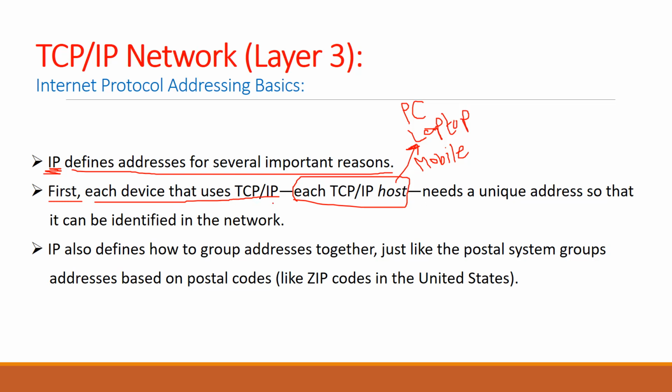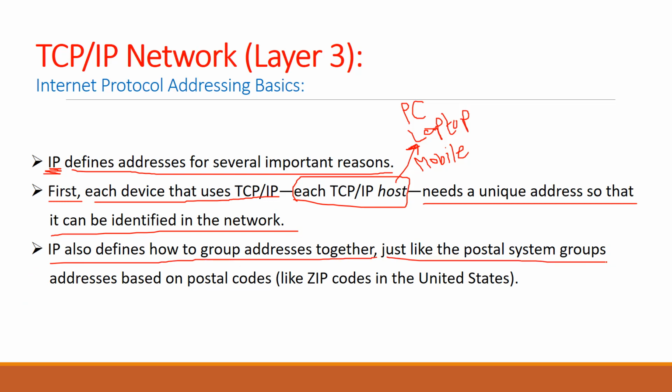Each device that uses TCP needs a unique address so that it can be identified in the network, and no conflict will exist. So IP defines how to group addresses together, just like the postal system groups addresses based on postal codes, like zip codes in the United States.